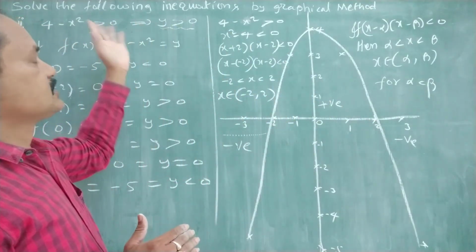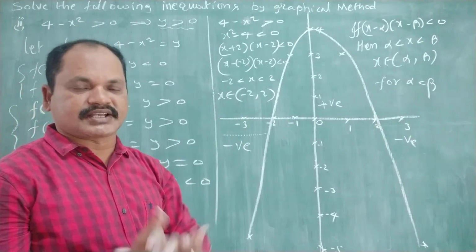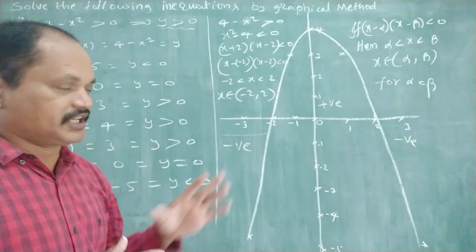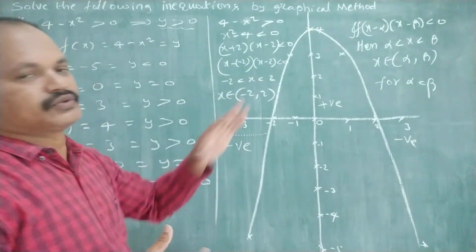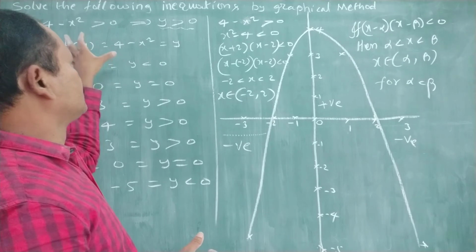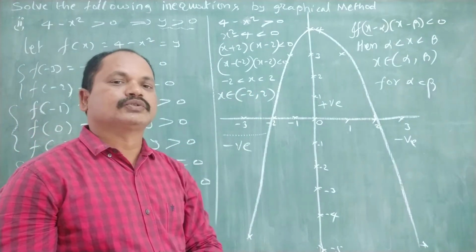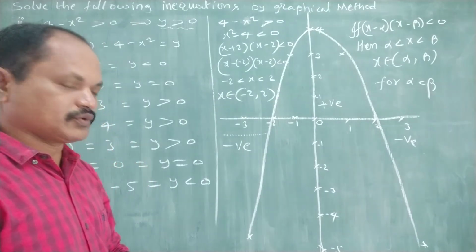the inequation is satisfied. The expression is positive in between minus 2 to 2. That's why the solution set of this inequation is x belongs to open interval minus 2 to 2.